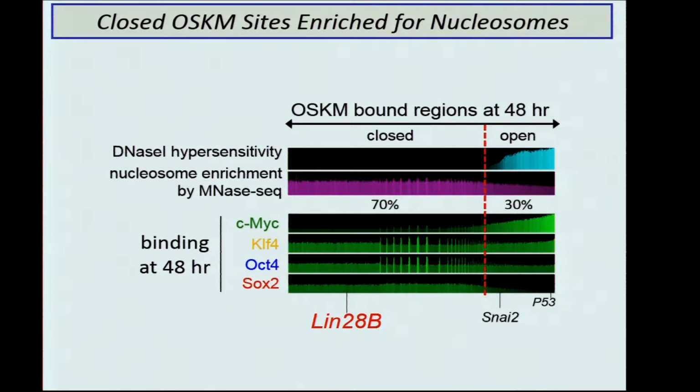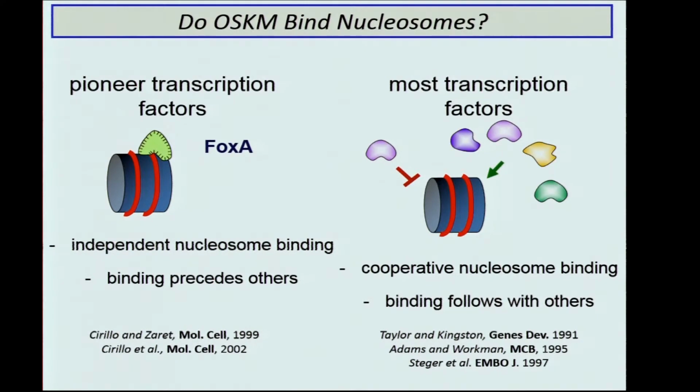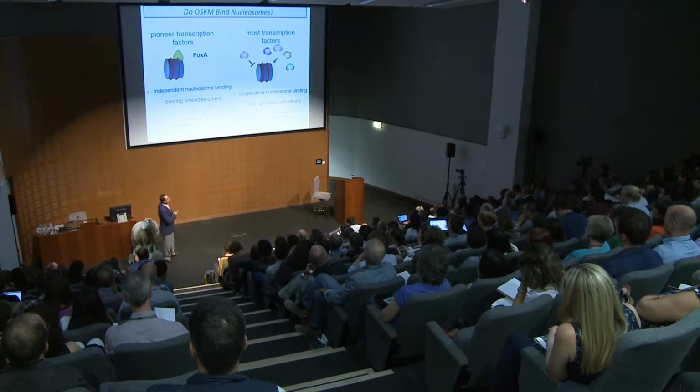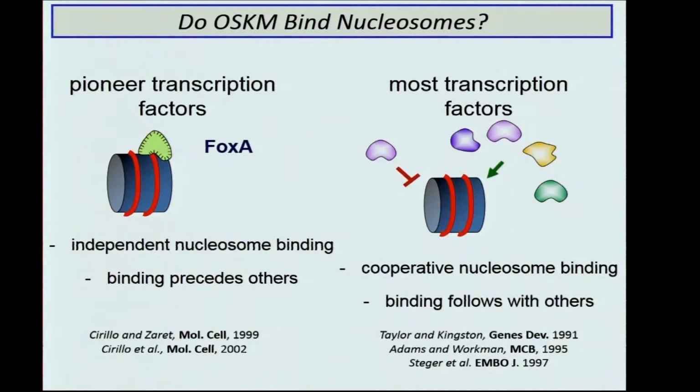So do these factors interact with the DNA on a nucleosome, in a closed chromatin state? There are 2 possibilities here. The first is that these factors act as what we call pioneer factors. This is a select group of transcription factors that can by themselves independently bind nucleosomes, and they precede the binding of other transcription factors. So they prime the genome before the other factors come. While the majority of transcription factors work together in a cooperative fashion and compete with the histones on the nucleosome in order to access their DNA sequences.